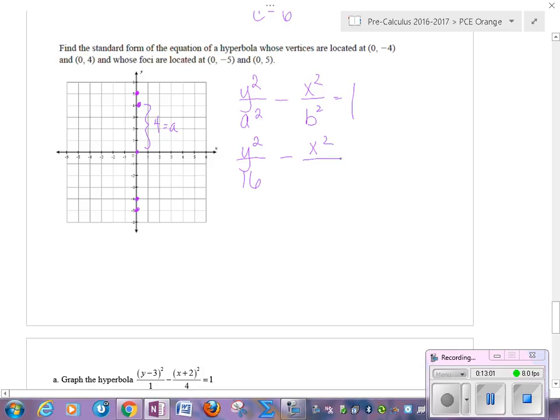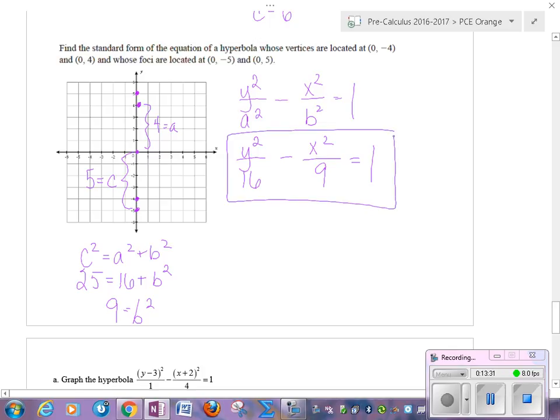Okay, and then now we don't have a b squared value. What we have is a c value. So in this case, we have a c value of 5. Well, remember, in a hyperbola, c squared equals a squared plus b squared. So we've got 25 equals 16 plus b squared. So when you go and figure out the value of your b squared, you end up with 9. So this is going to be y squared over 16 minus x squared over 9 equals 1. And that's the equation in standard form.